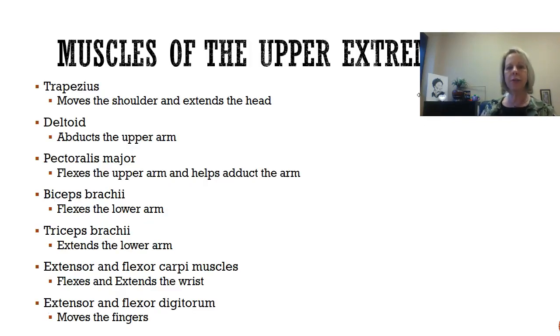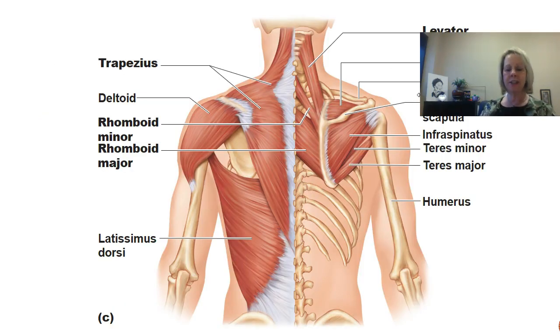Other muscles for the upper extremities are the trapezius muscle, and that is a muscle that is found on the back. You can see it's on the back of the neck and also going down the upper back. Another one is the deltoid muscle here. The deltoid pulls your arm out to the side or abducts your arm at the shoulder, and your trapezius extends the head or holds up the head.